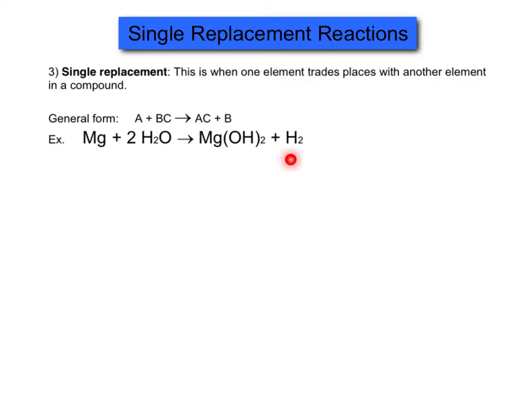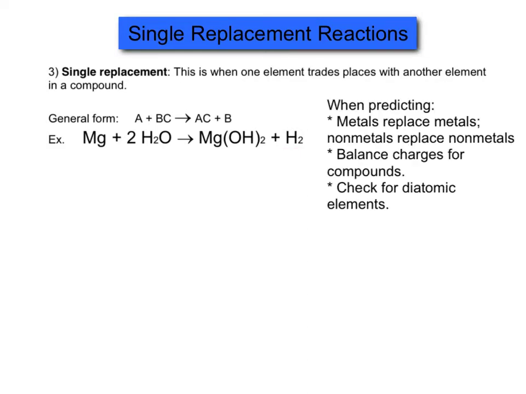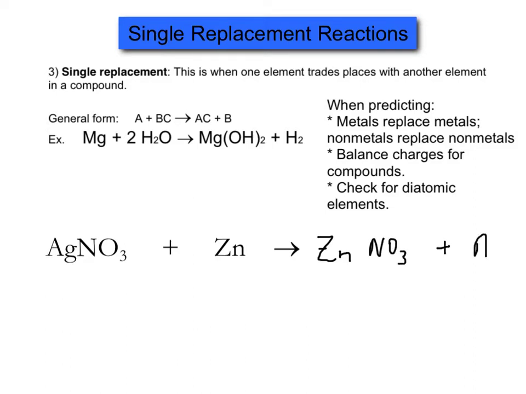Now let's consider how to predict the products. Let's use an example to illustrate these three main points. We first find the element that's listed on the reactant side, which in this case is zinc. Now since zinc is a metal, and metals replace metals, that zinc is going to be replacing the silver. So we're going to need to make a compound that contains the zinc and the NO3. The silver is the part that gets kicked out and becomes an element on the product side.